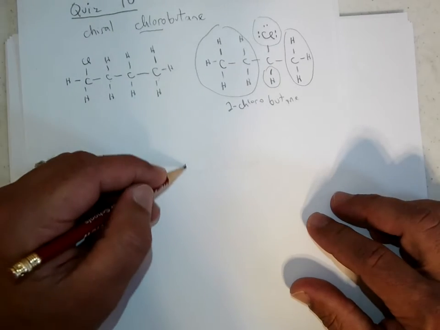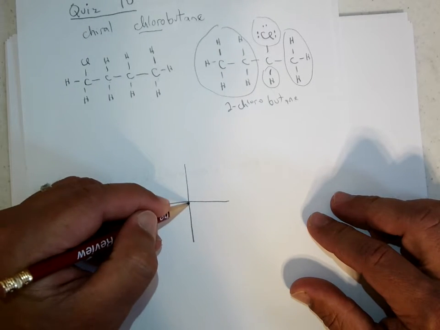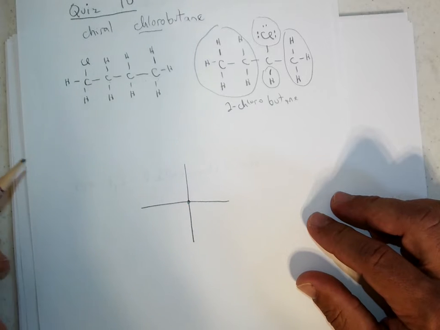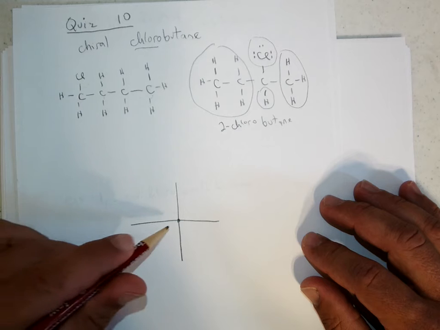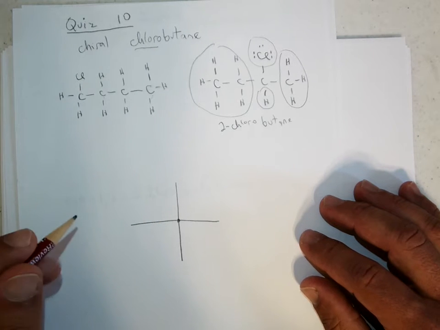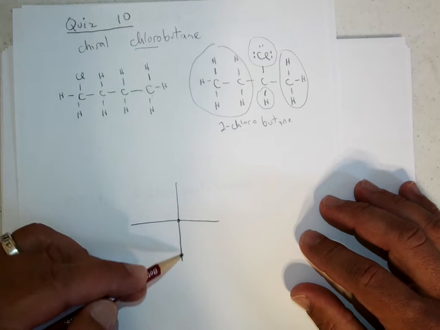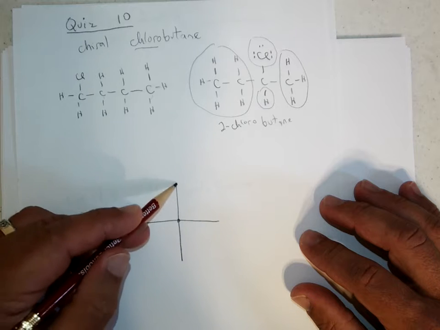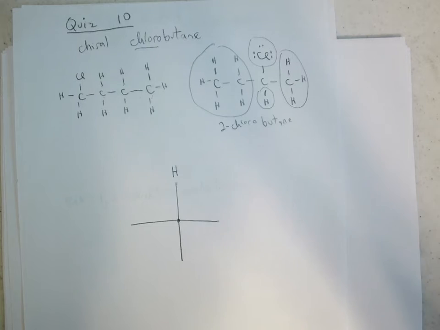So the Fischer projection is just a T, where the chiral carbon is the center, and then we want to put the 4 different groups on the chiral carbon such that we get the right configuration. The hydrogen we're going to want in back, and if you remember the Fischer projection, the top and bottom positions are facing away from us. So if we put the hydrogen in the top, then we're in the right perspective to place the other groups.